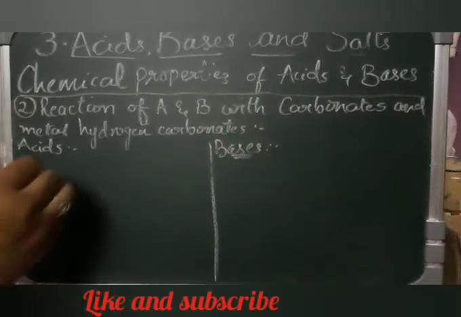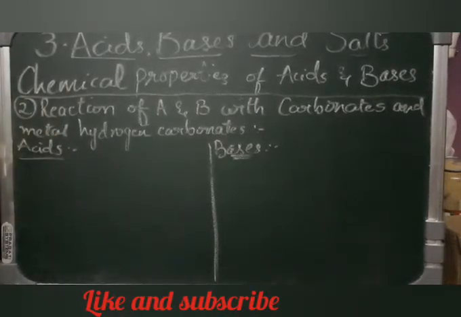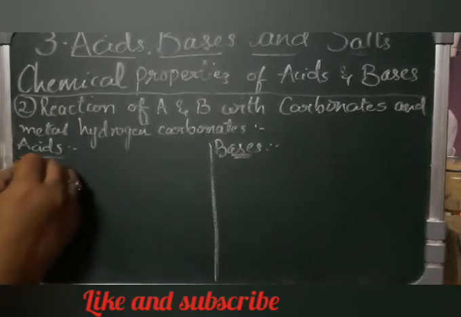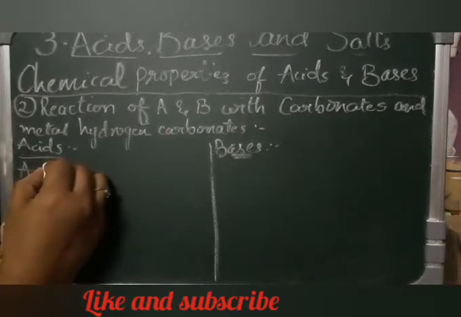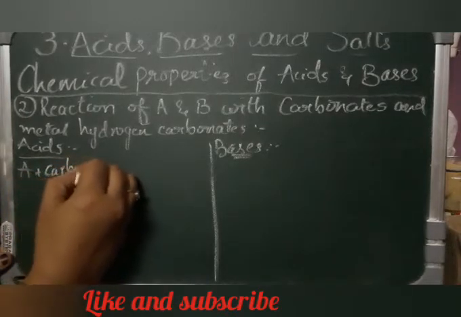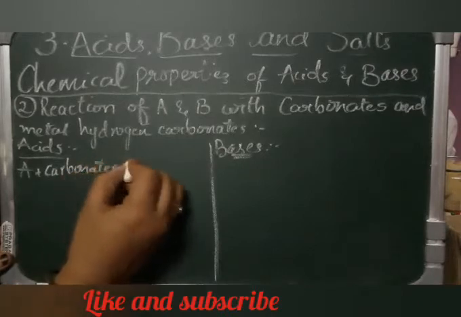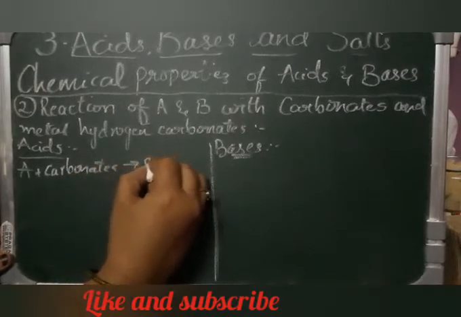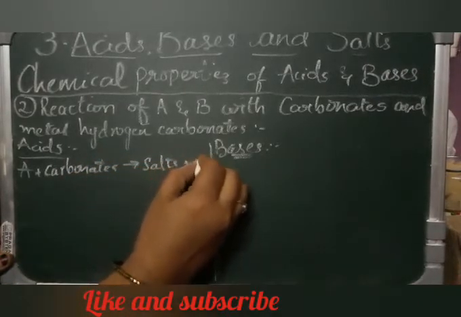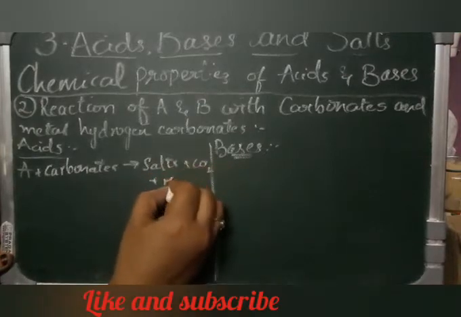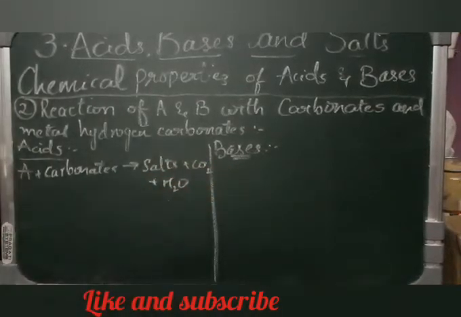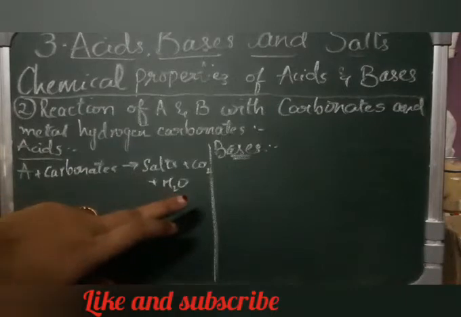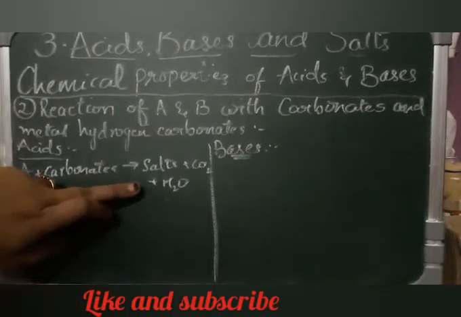So here we will go with the acids. When acids react with carbonates, they result in the formation of salt, carbon dioxide and water. So when acids react with carbonates, they result in the formation of salts plus carbon dioxide plus water.